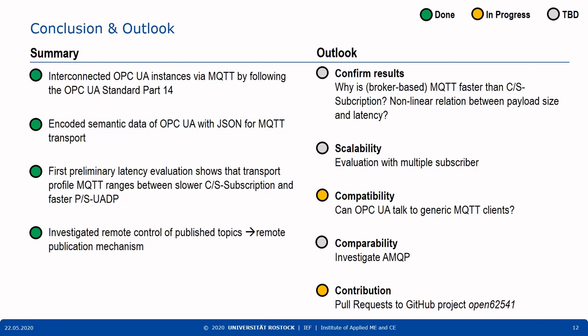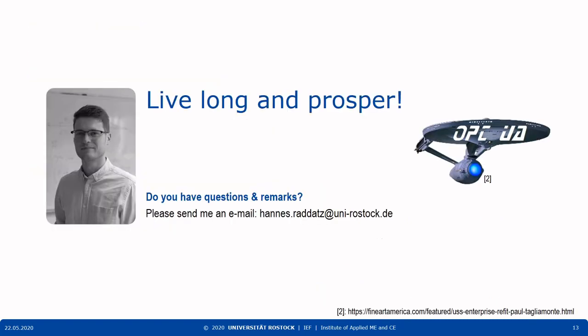In future we will also have a look at the AMQP layer, so we want to add AMQP to OPC UA. And what we're already doing right now, we are writing pull requests for the GitHub project open62541 to add our completed MQTT implementation.